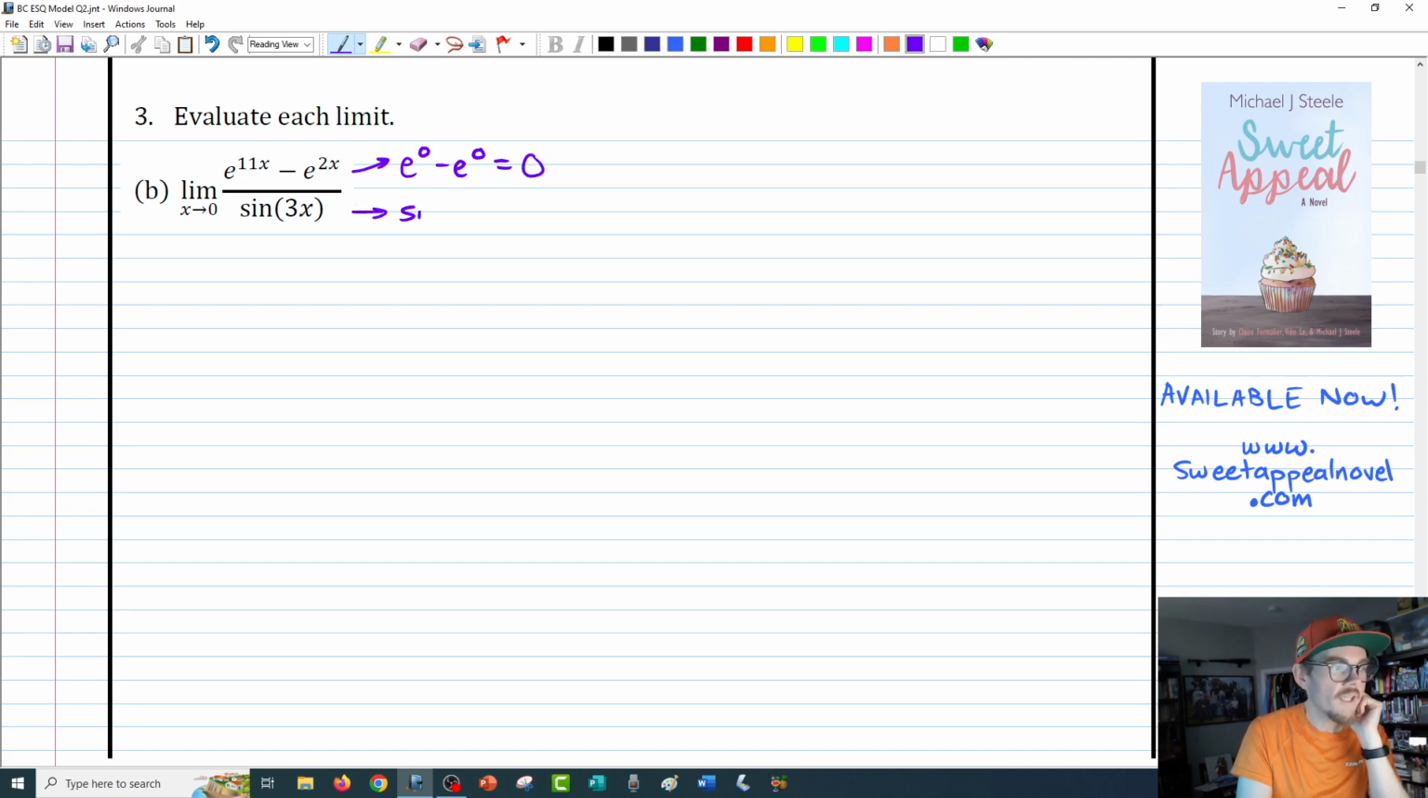And then down below, we get sine of 0, which is definitely 0. And of course, there's no algebraic technique that we have available to us that will take care of this. So I'm going to go ahead and use L'Hopital's rule. As far as L'Hopital's rule, I've got to differentiate the top and the bottom.